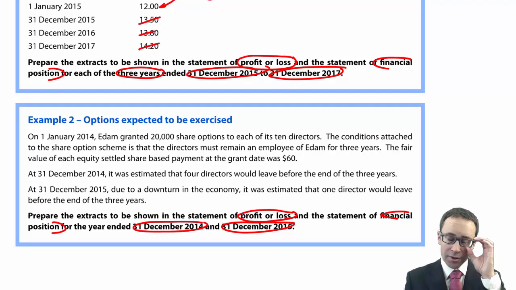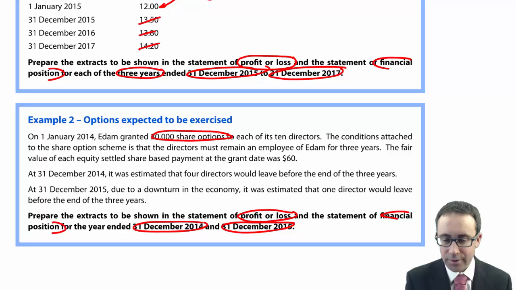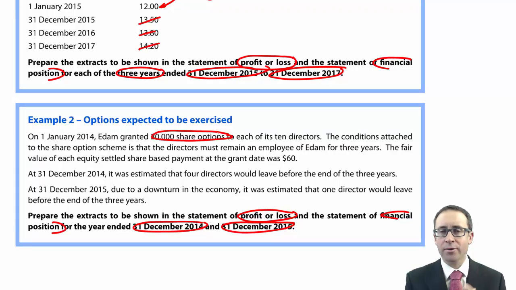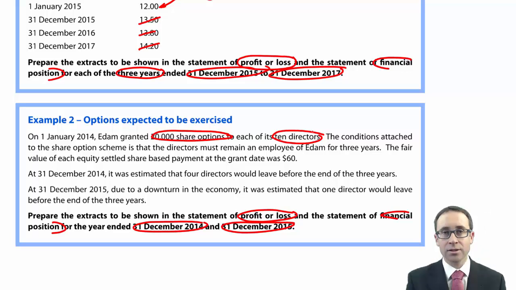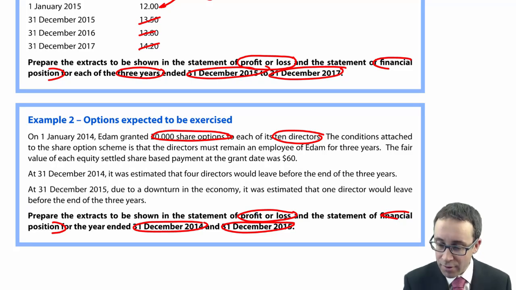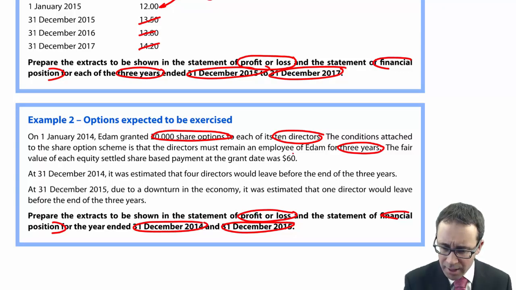So it says here on the 1st of January 2014, EDAM granted 20,000 share options, so we are looking at equity settled share-based payments, to each of its 10 directors. The condition attached to the share option scheme is that the director must remain an employee of EDAM for 3 years. So again, we have a 3-year vesting period. And the fair value of each equity settled share-based payment at the grant date was $60.